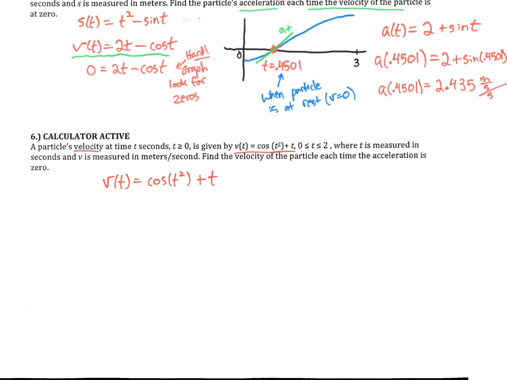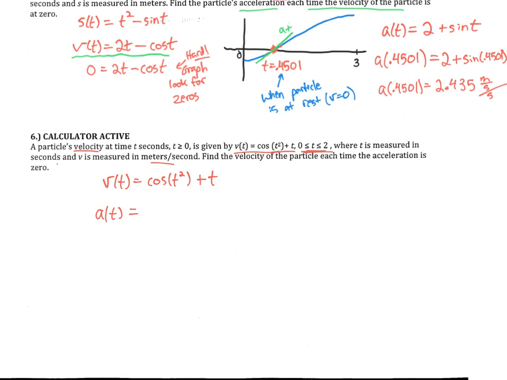And we're also given a certain time interval to look at, from 0 to 2. And it looks like we've got meters per second and seconds again. Okay, so find the velocity of the particle each time the acceleration is 0. Okay, no problem. That means that we need to look at the acceleration of the particle. The acceleration is the derivative of velocity, so let's look there.